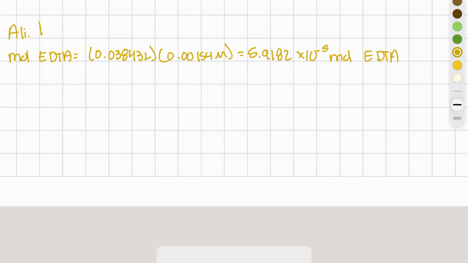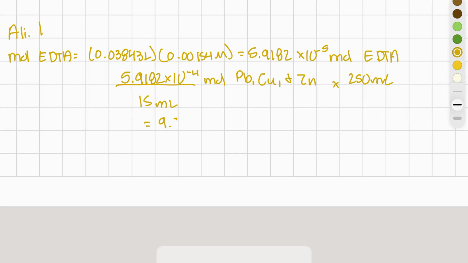Again, EDTA, but we know that this also equals my moles of Pb, copper, and zinc. I'm going to take into account this dilution, 50 milliliters times 250 milliliters. And so I'm going to have 9.8637 times 10 to the negative 4 moles of lead, copper, and zinc.